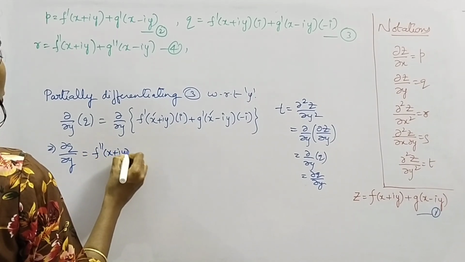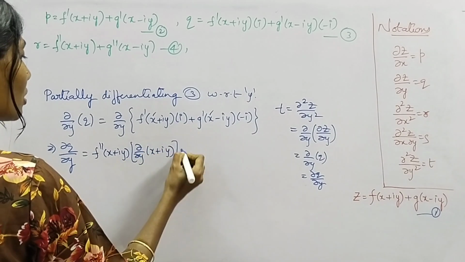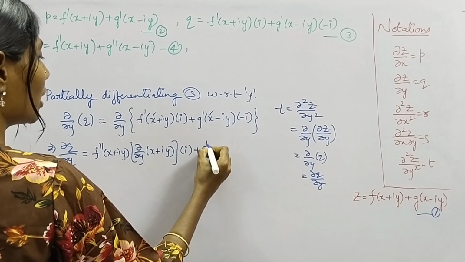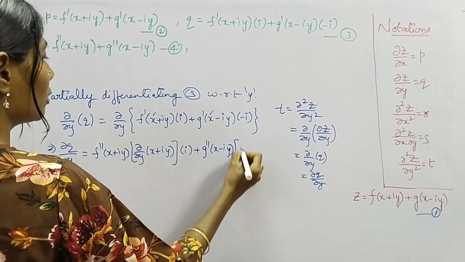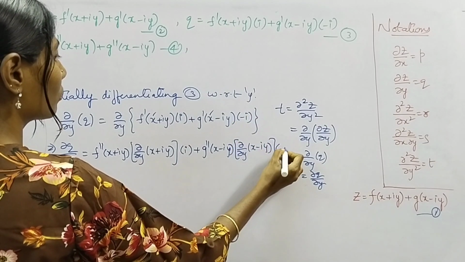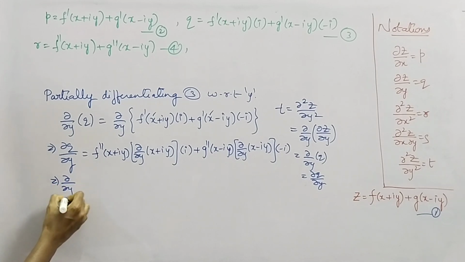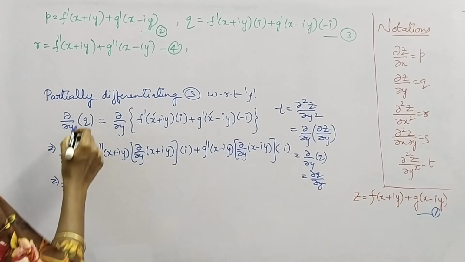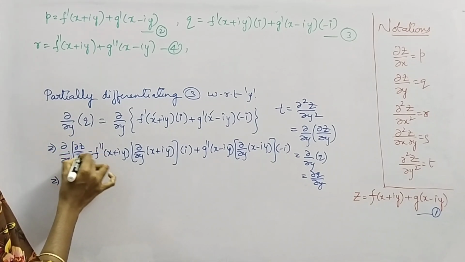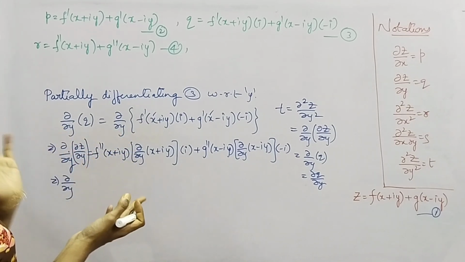of x plus iy into inner derivative, that is dou by dou y of x plus iy into this I. Okay, plus partial derivative of g dash with respect to y is g double dash of x minus iy into inner derivative, dou by dou y of x minus iy into minus I. This minus I. Okay, this gives us dou by dou y of, you can also write this as, see, we know that q is nothing but dou z by dou y, right? Or just you can write directly here t simply.